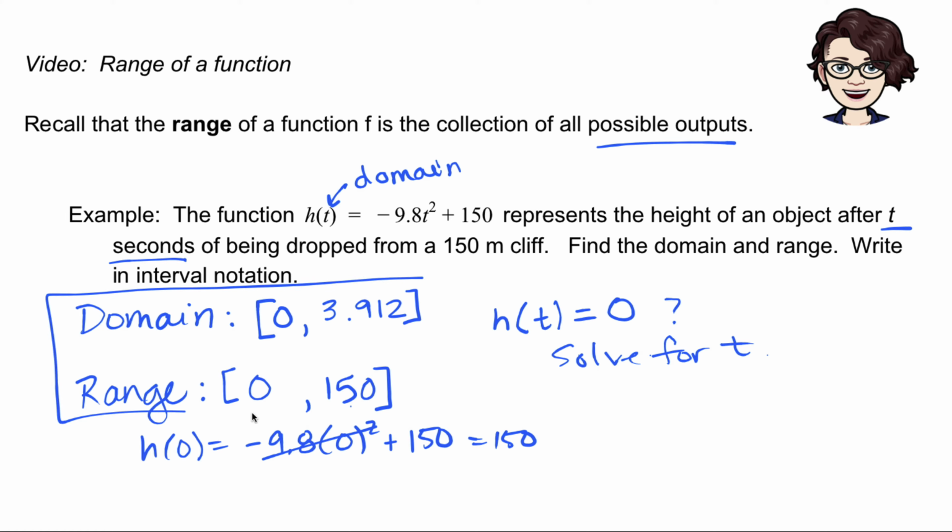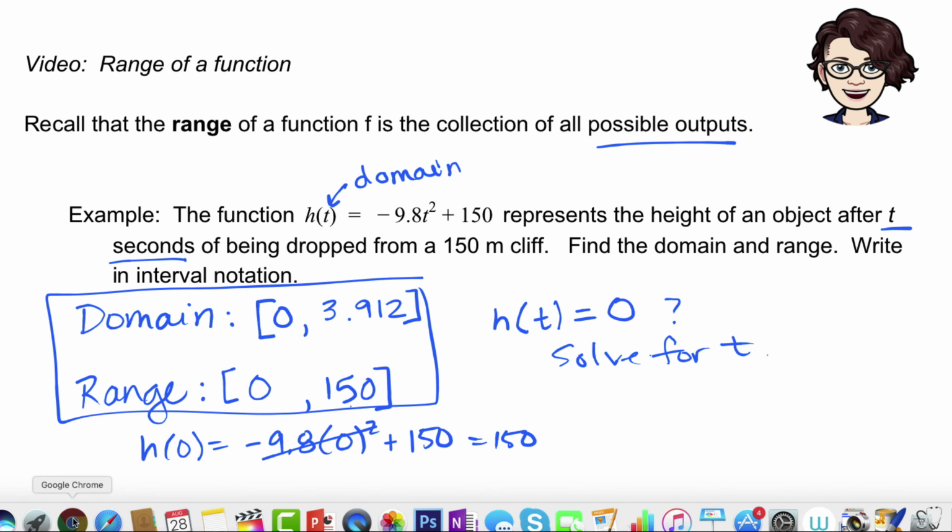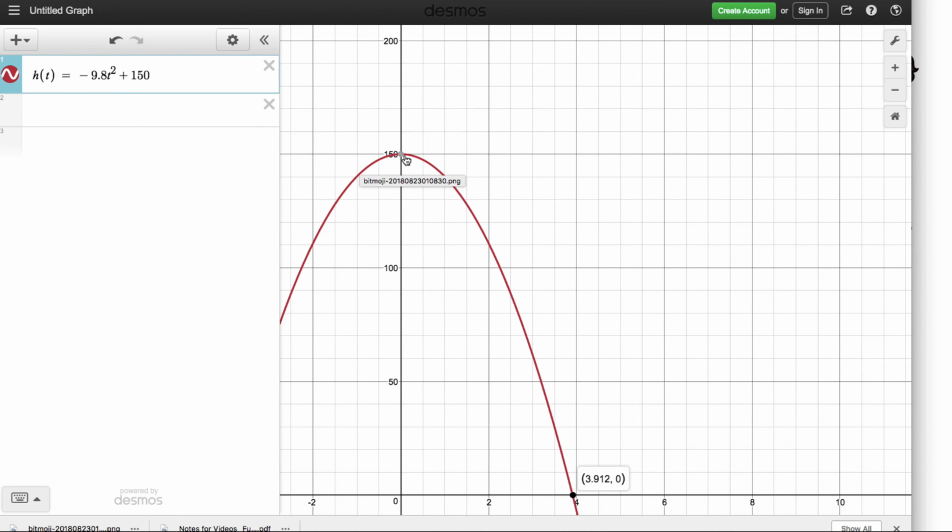So here's an example in context. And we could have gotten all of that from graphing that function. If you go back, we could have simply graphed the function, considered the context and said, okay, we're going to start at 0, and that means its maximum height was 150, and then down to when it hits the ground, when the height is 0, when our y value is 0, we're at 3.912 seconds.